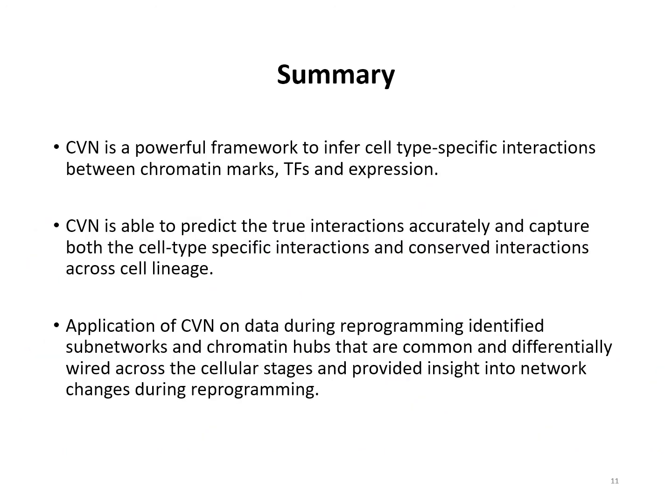In summary, CVN is a powerful framework to infer cell type-specific interactions between chromatin marks, TFs, and expression. And CVN is able to predict the true interactions accurately and capture both the cell type-specific interactions and conserved interactions across cell lineage. Application of CVN on data during reprogramming identified subnetworks and chromatin hubs that are common and differentially varied across the cellular stages and provided insight into network changes during reprogramming.